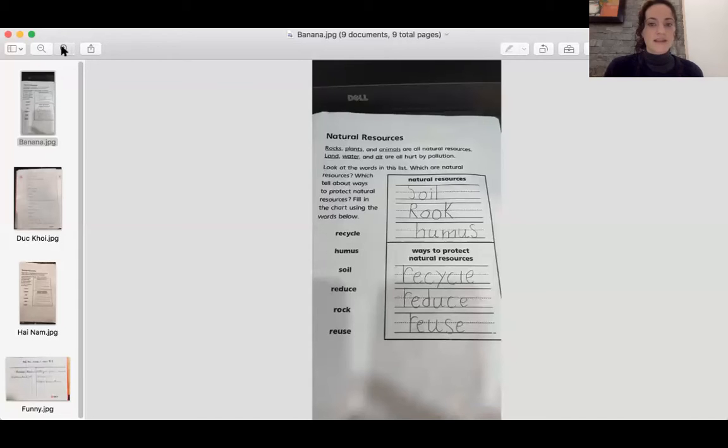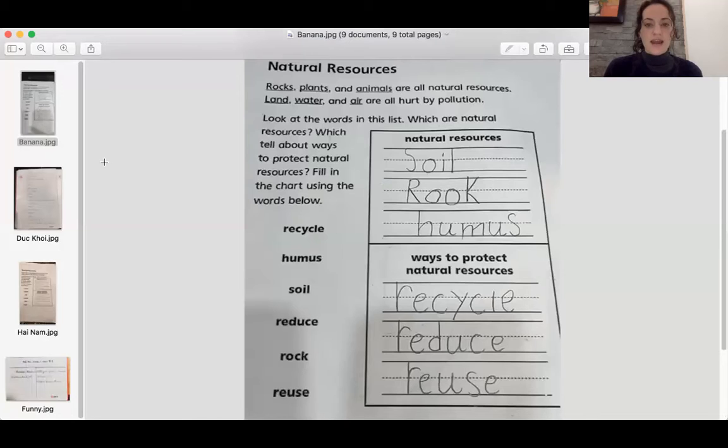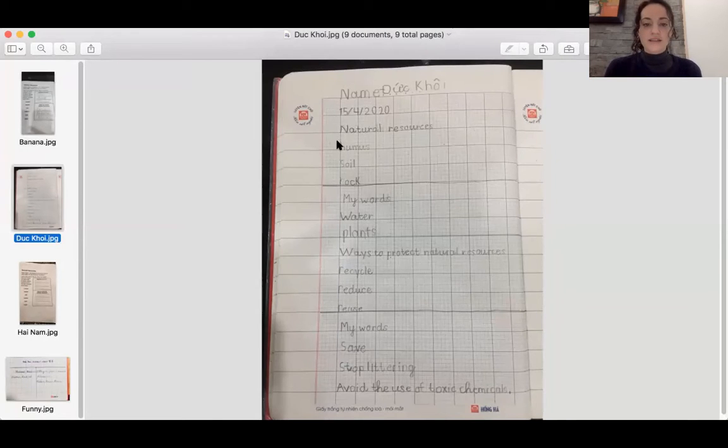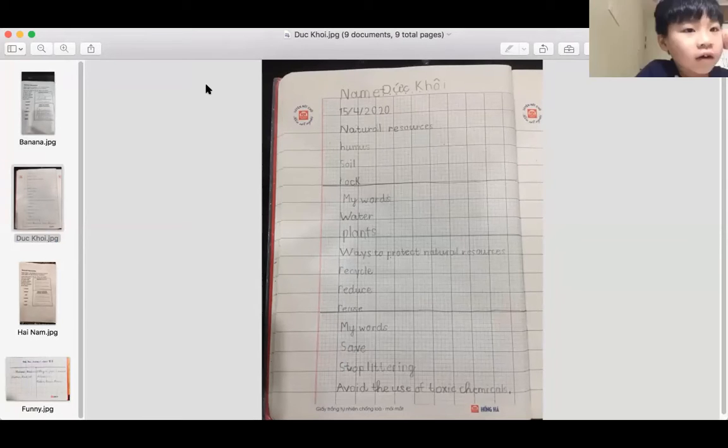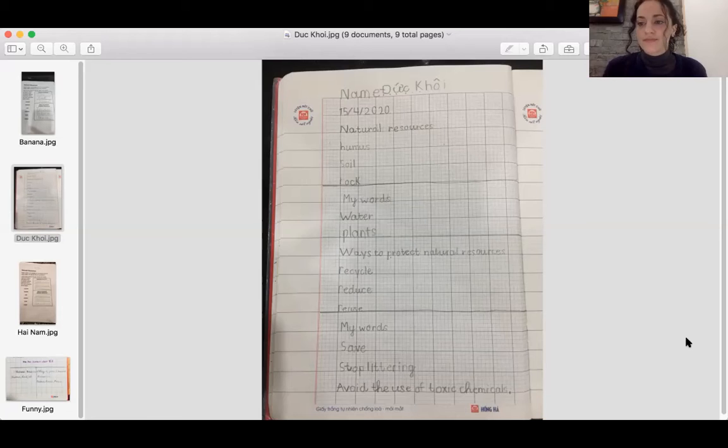All right, here's bananas. Very good, banana. This is correct. The natural resources, very good, and the ways to use them. Excellent. Zook, this is really good. Zook, could you please share your homework with us? Okay. The natural resources are humus, soil, and a rock. Excellent. And what two did you come up with?